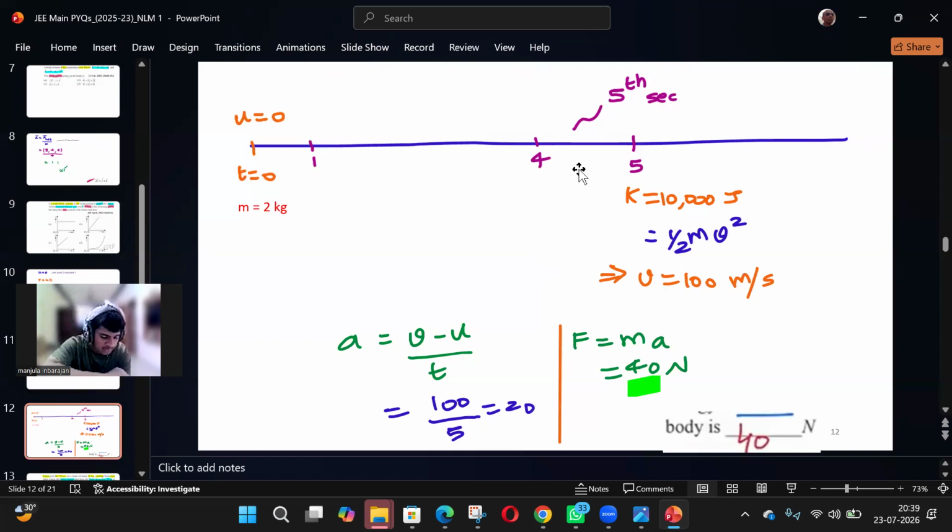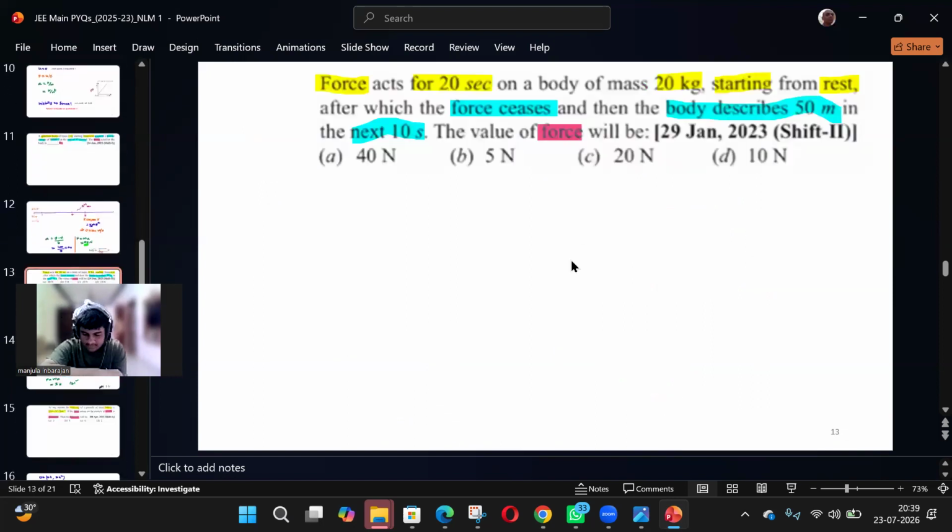Answer is 40 newtons. So the 5th second is between 4 and 5. The 1st second is between 0 and 1. So that means the total time between the initial velocity and the final velocity is 5 seconds. The total time is 5 seconds and v is 100. So 100 divided by 5 is 20. So force is mass into acceleration. I got it.